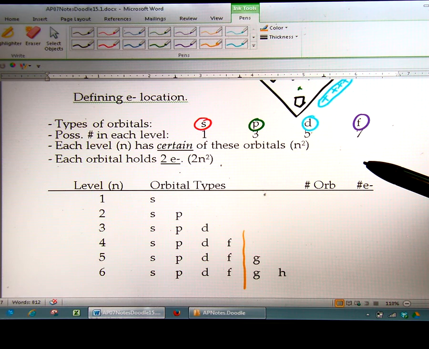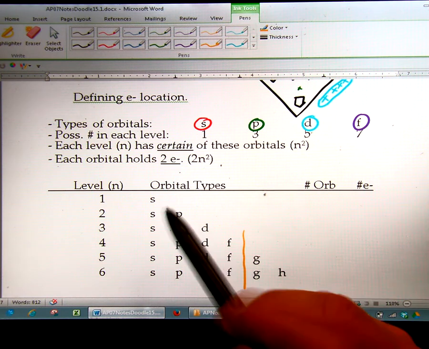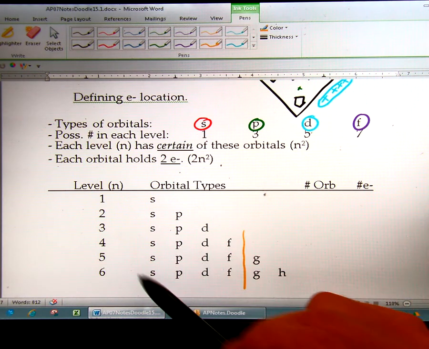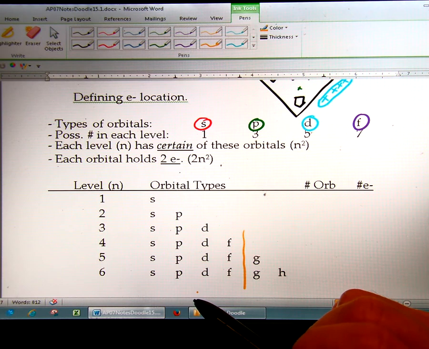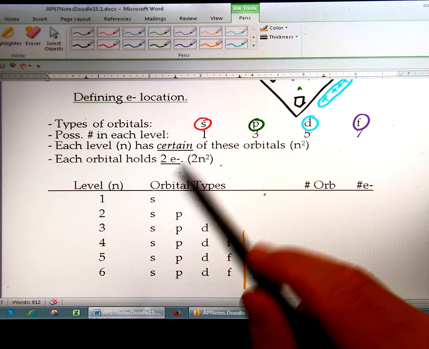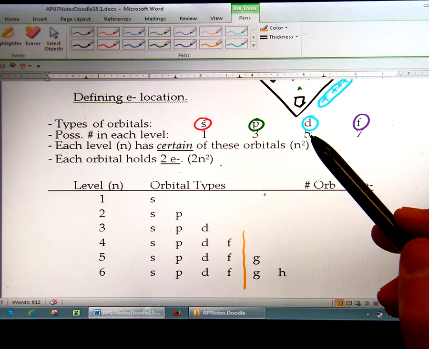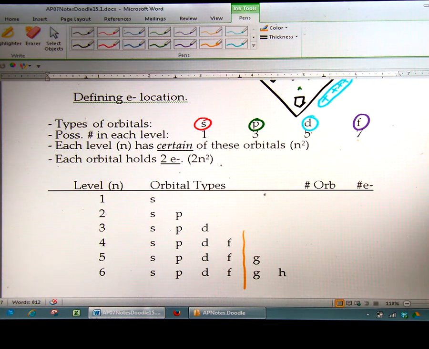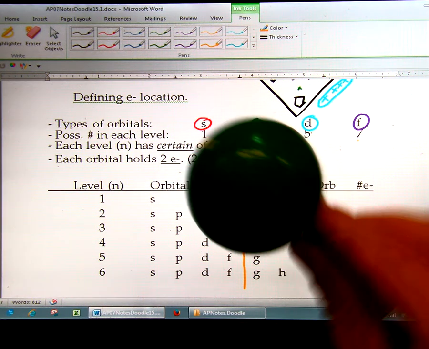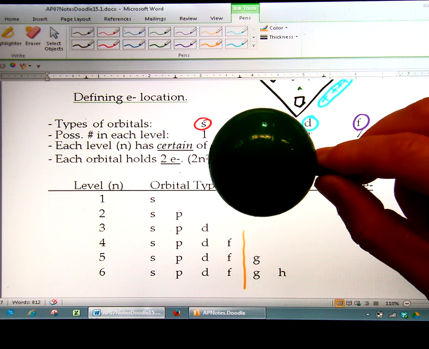Now, the number of orbitals in each level depends on, again, what orbitals are there. So S's come in sets of 1. P's come in sets of 3. D's come in sets of 5, and F's come in sets of 7. So every energy level that has an S orbital is only going to have one of these.